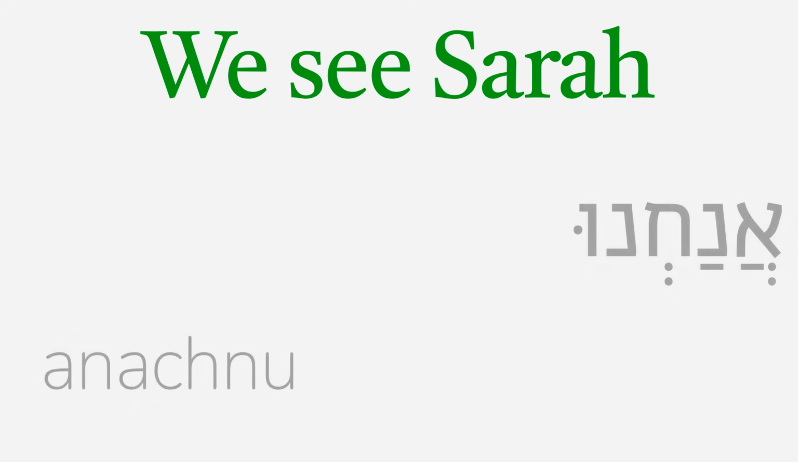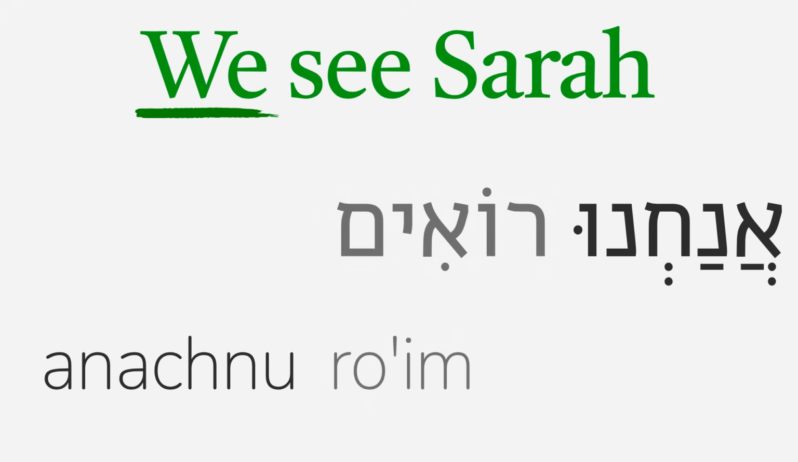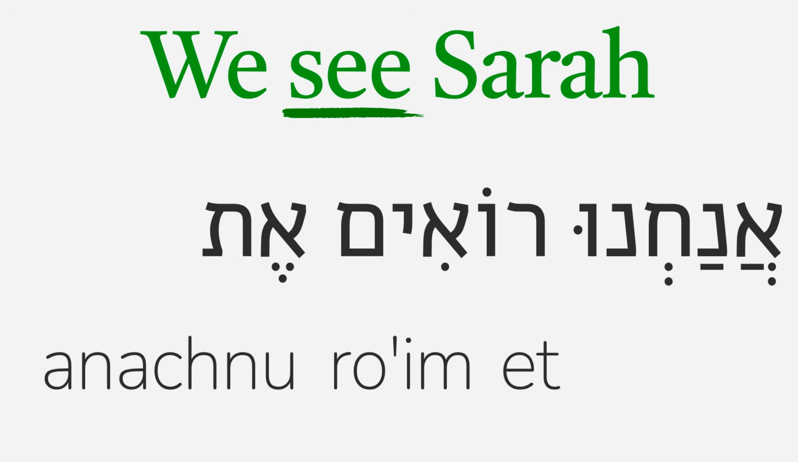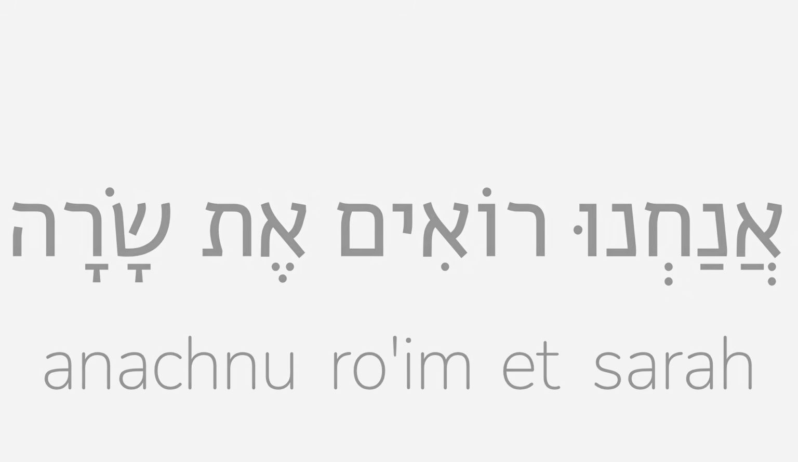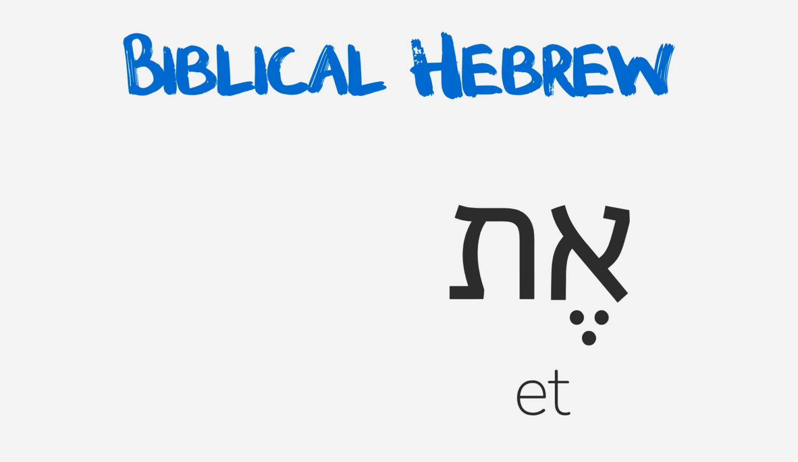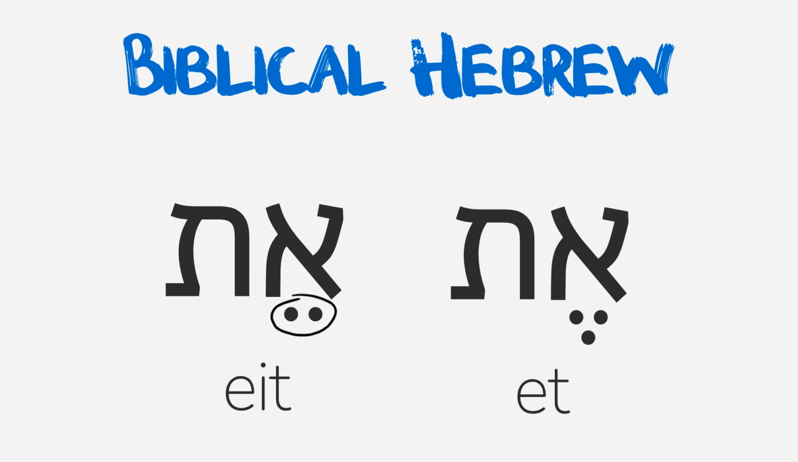And an object does not necessarily need a ha, meaning the, to be definite. For example, names are also definite. To say we see Sarah, we say anachnu, we, ro'im, see in masculine plural form, et, the marker for the definite direct object, which is Sarah, Sarah. Anachnu ro'im et Sarah. We see Sarah. Anachnu ro'im et Sarah.